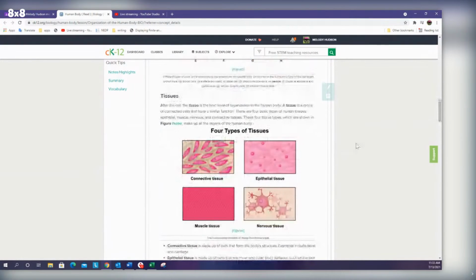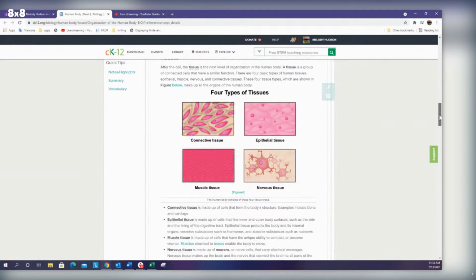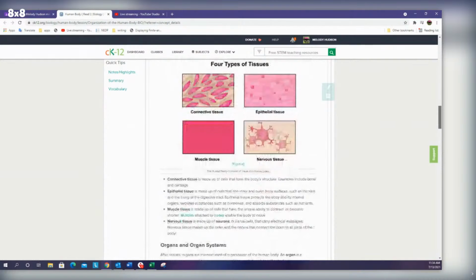After the cell, the next level of organization in the body is a tissue, which is a group of connected cells that have a specific job. There are four types of human tissues: epithelial, muscle, nervous, and connective. What does connective tissue do? It forms the body's structure, like bone and cartilage. Epithelial is the skin and the lining of the digestive tract. It protects the body. Skin makes us waterproof and protects the internal organs.